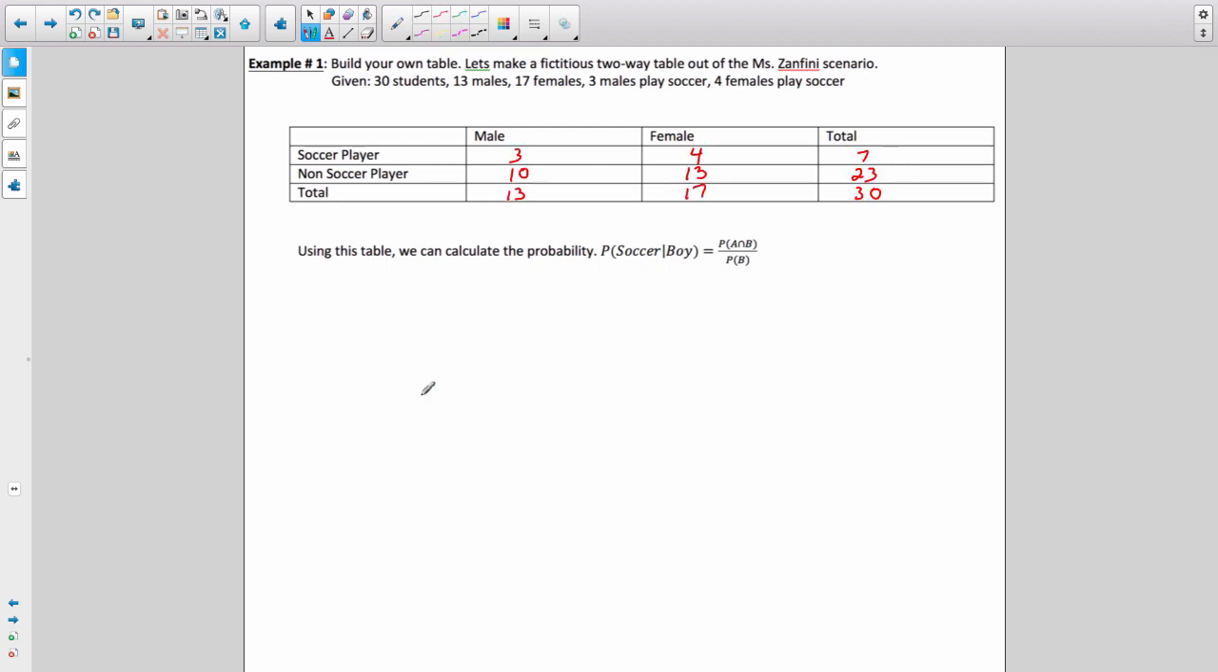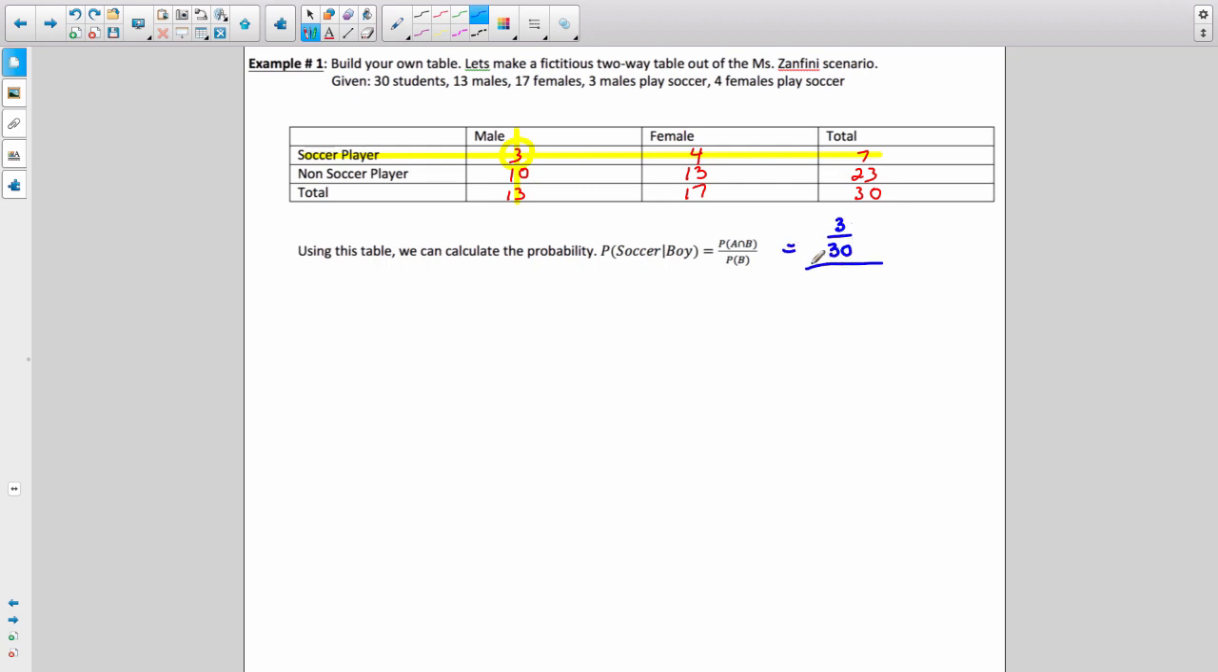The probability of choosing a soccer player having already chosen a boy is the probability of soccer intersect male. So that occurs right here. We have soccer intersect male right here. Here's soccer, and here's male. So that's the intersection, 3. So there are 3 male soccer players out of a total of 30 students. So let's write that down. So the top will be 3 out of 30.